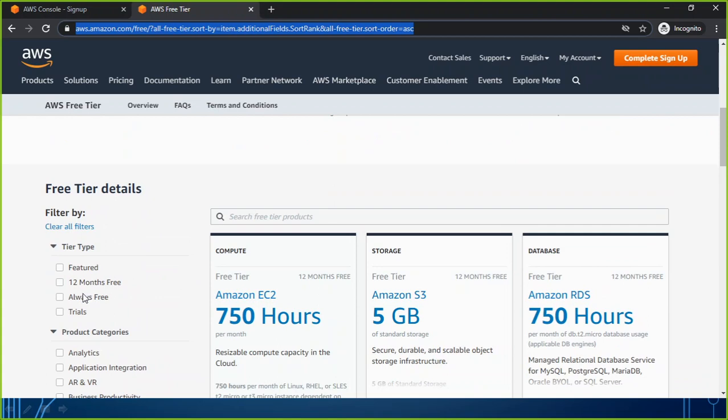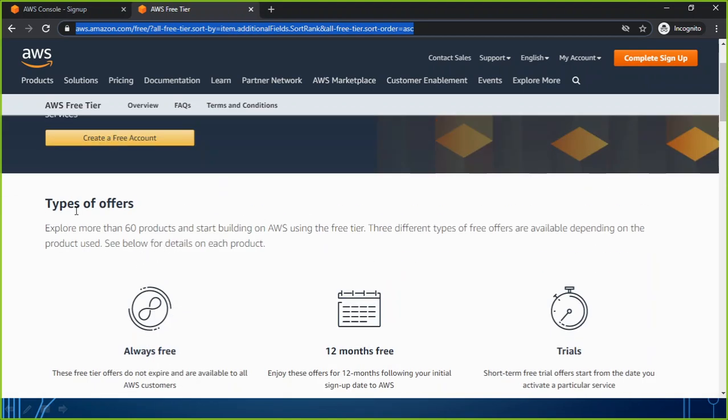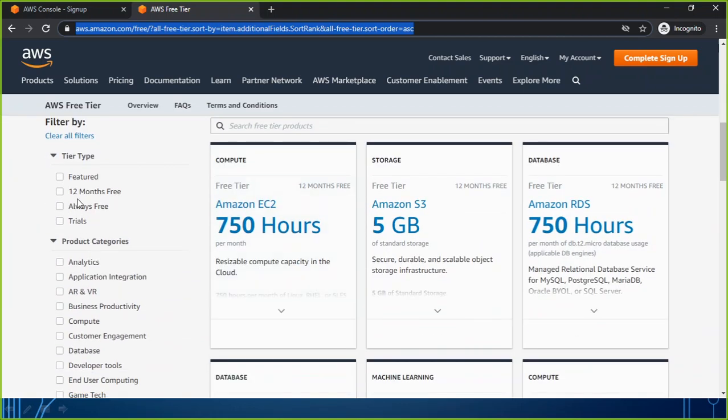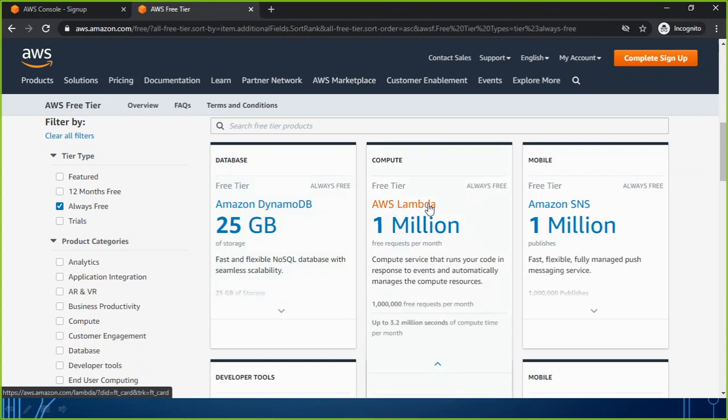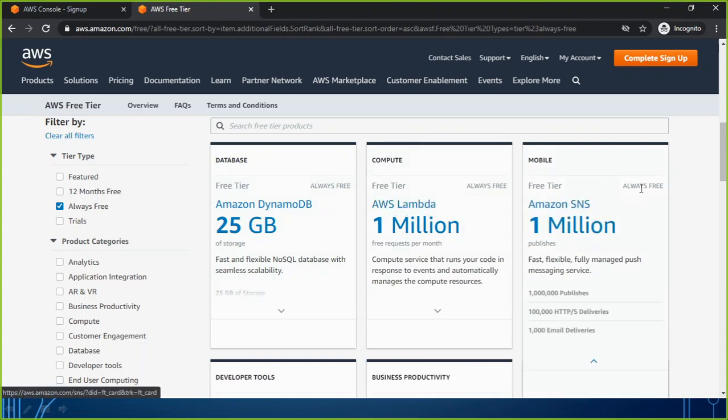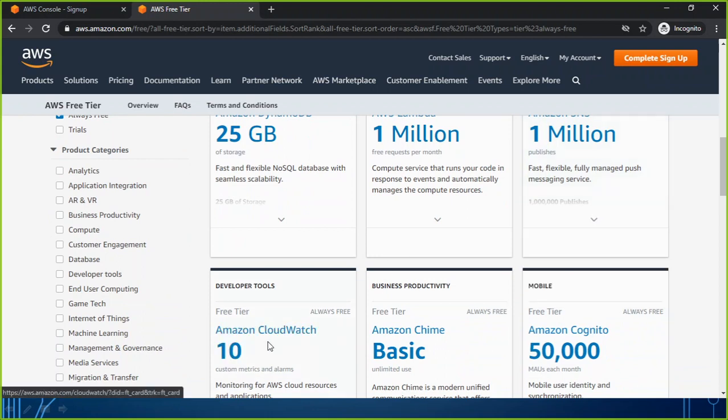So here are the trial options you see, which we have discussed. There are 3 types of offer: always free, 12-month free, or trial. You can also filter them from here. For example, if you want to see which services are offered always free, you check always free. After selecting this option, it is going to show you only the services which are always free. Here, DynamoDB is always free, AWS Lambda is always free, AWS SNS is always free, Amazon CloudWatch is always free, Amazon Chime Basic is always free.